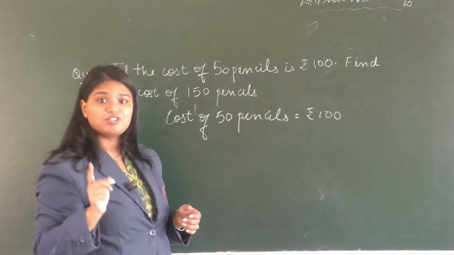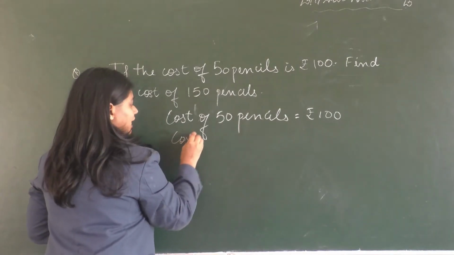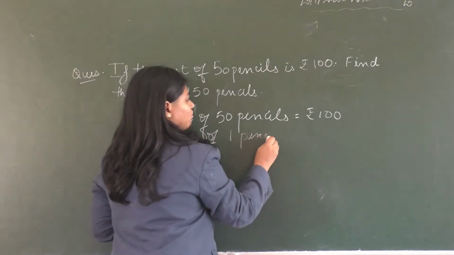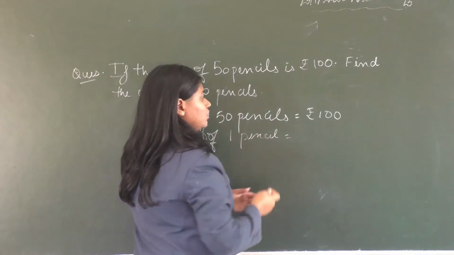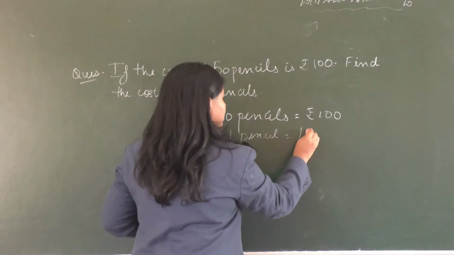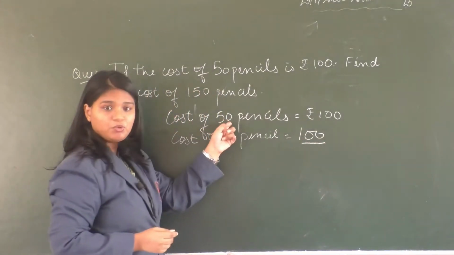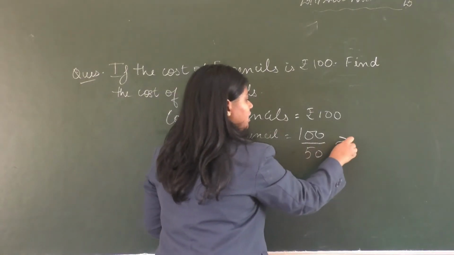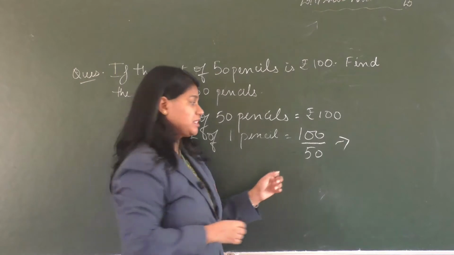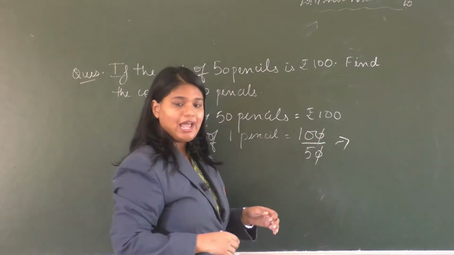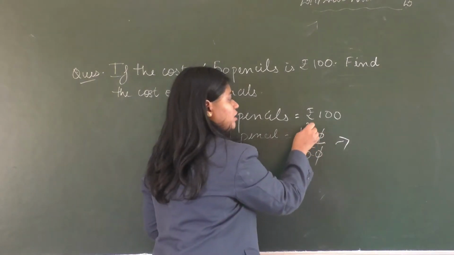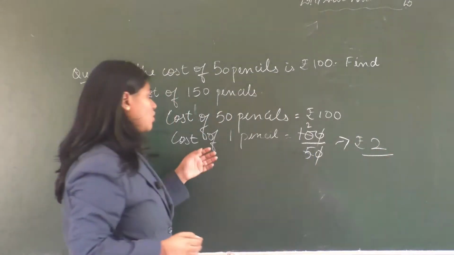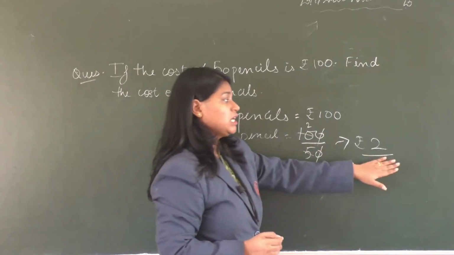Now we will find the cost of one pencil. So the second statement will be cost of one pencil is equal to, we will divide 100 by the given quantity. So it will be 100 divided by 50, right? So when we divide 100 by 50, we will cancel 0 by 0 and 10 by 5. So 5 2s are 10. We get the answer as rupees 2. So the cost of one pencil is rupees 2.